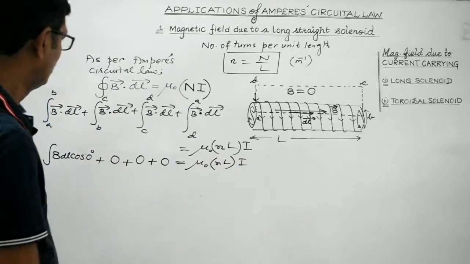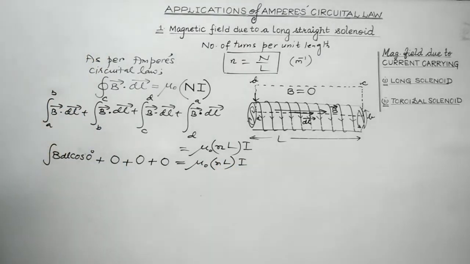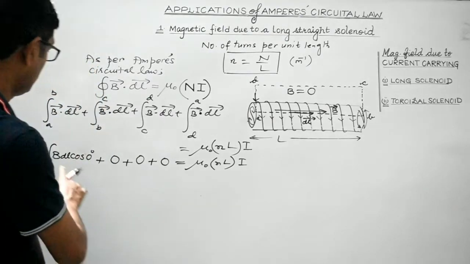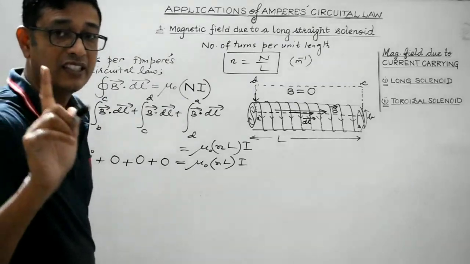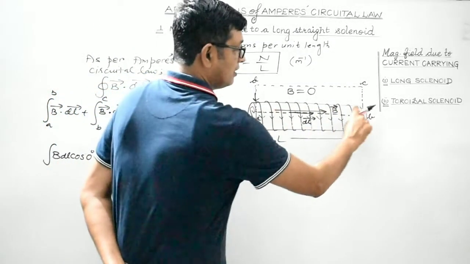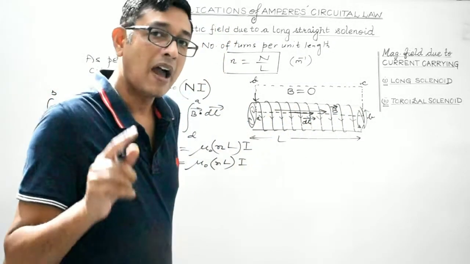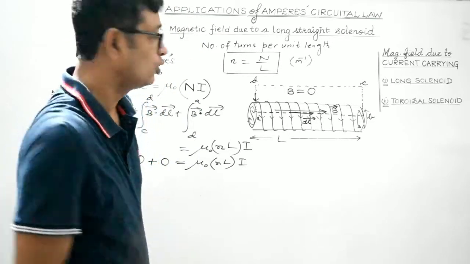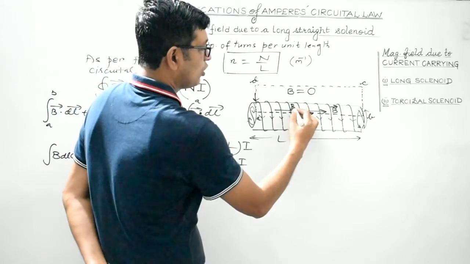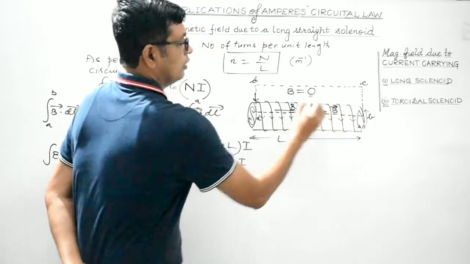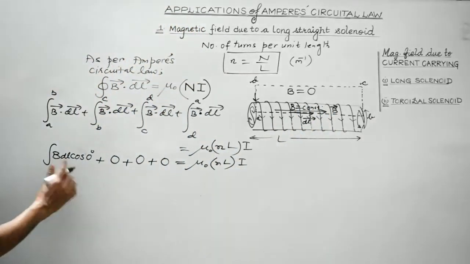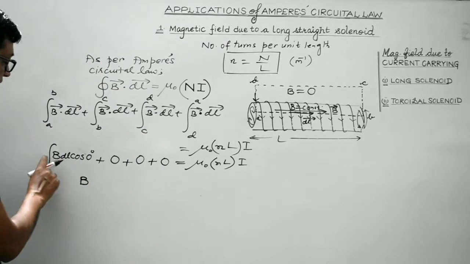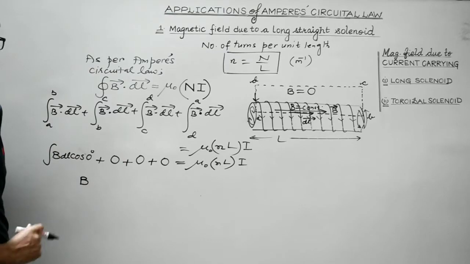Clear students? So we are left with only this one. Cos 0, students, we are aware, is equal to 1. B is the magnetic field which I have stated inside the current carrying solenoid. Magnetic field lines are almost straight, parallel and equidistant, so the magnetic field inside is constant. Therefore, B being constant, it can be taken outside the integration, right? What about the integration of dl?